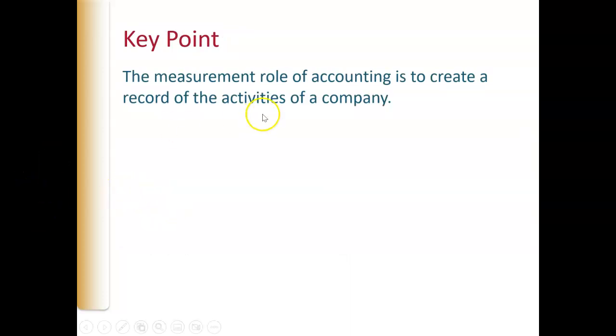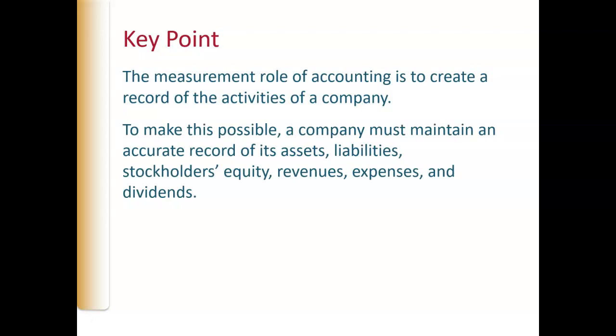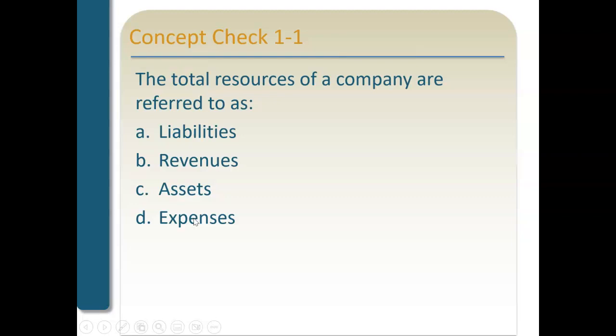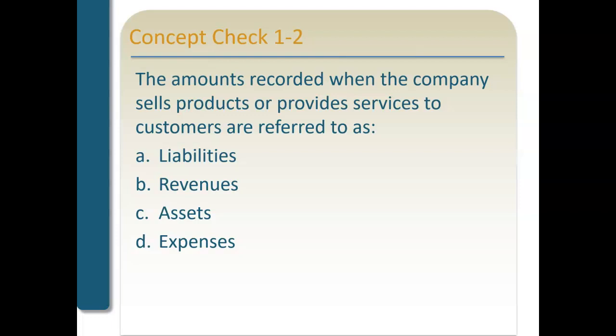Now, the measurement role of accounting is to create a record of the activities of a company. And in order to do this, companies have to keep good records. They have to know all the activities associated with recording its assets, its liabilities, its stockholders' equity, revenues, expenses, and dividends. So what are the total resources of a company, guys? What are they called? Assets. The amounts recorded when a company sells products or provides services to customers are referred to as revenue? Yes.